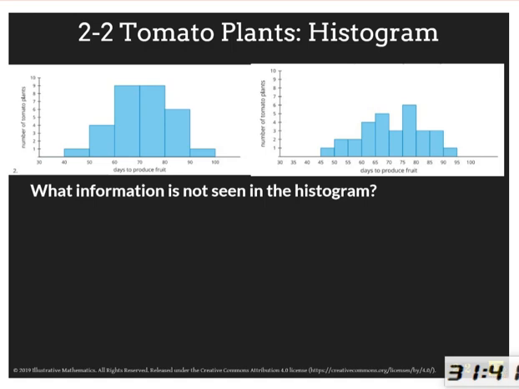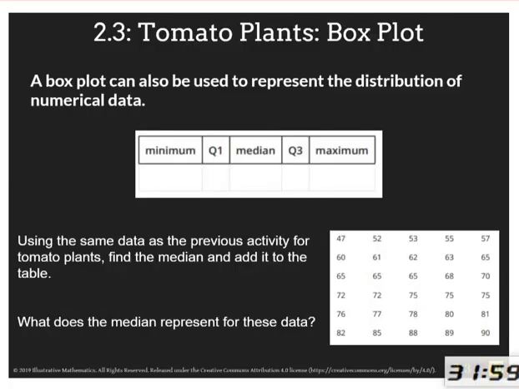Okay, so hopefully you came up with some ideas. Most prominent to me is that you can't see the individual values here. You're seeing things in intervals, but you're not seeing the individual values like you could in a dot plot. So there are some advantages to histograms, but one of the biggest disadvantages is just that you can't see the actual data.